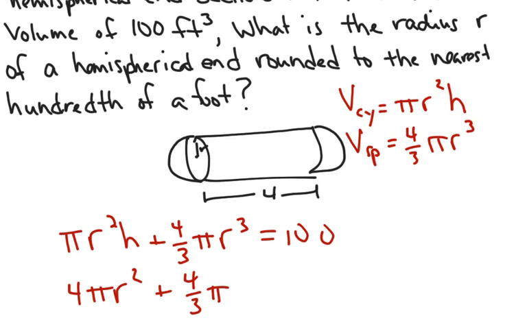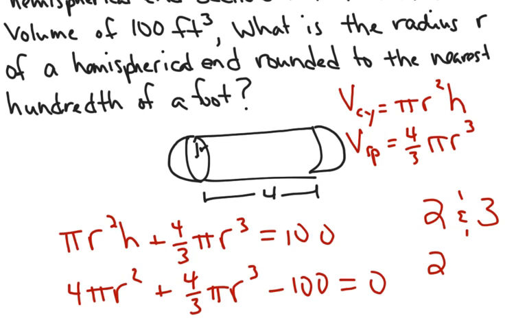And since I want to solve this for r, I need my equation to equal 0. The reason I want my equation equal to 0 is because I'm going to graph this in my calculator, and I'm going to find where the graph hits the x-axis. That's going to give me the value of r. So when I graph this in my calculator, it hits the x-axis between 2 and 3. So when I use the 0 function to find r, I find out that it's about 2.15 feet.